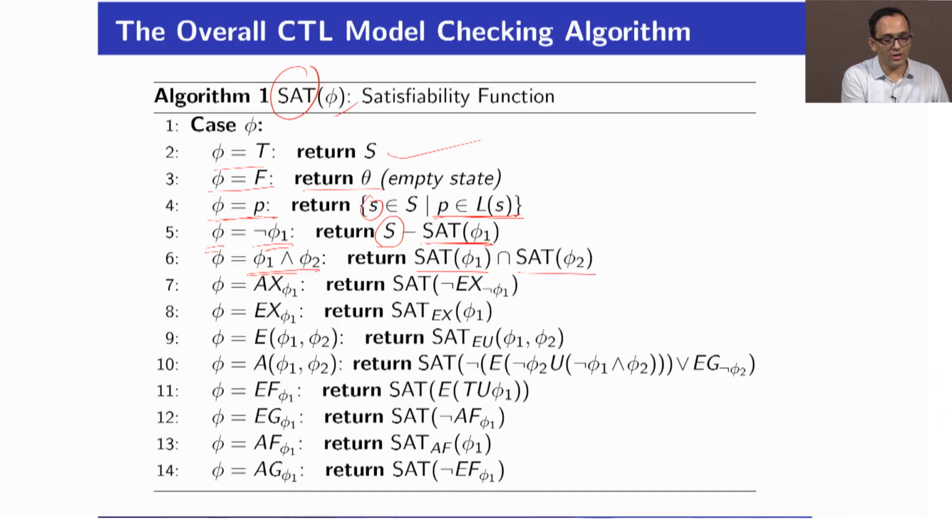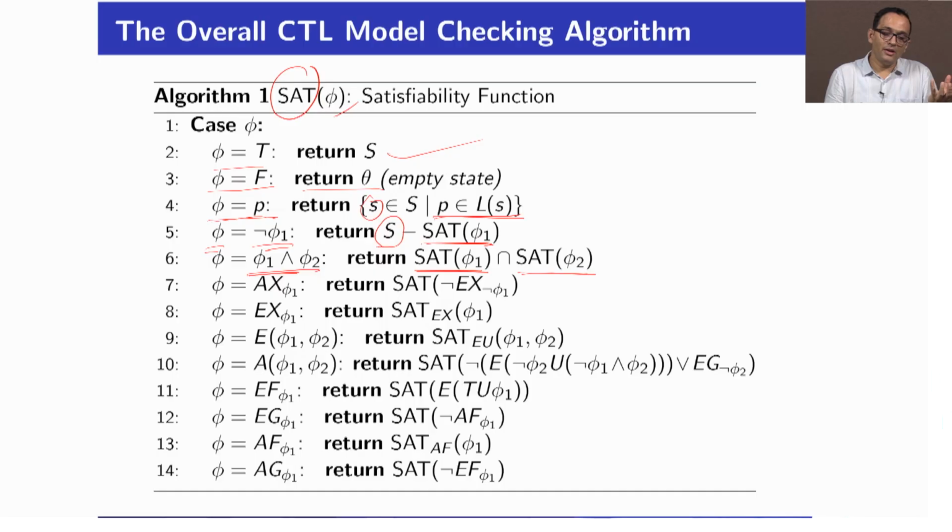So this is how I will basically call recursively. If my formula is phi 1 and phi 2, I will call this same function with phi 1, and I will call this same function with phi 2. It will again recursively call this function, and finally it will return the states where phi 1 holds, and this call will return the set of states where phi 2 holds, and then finally take an intersection of that.